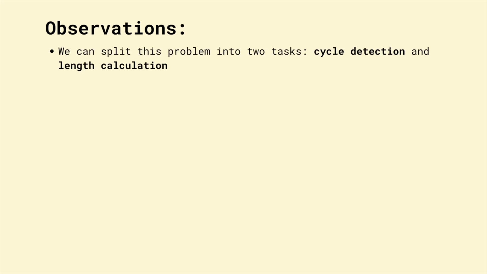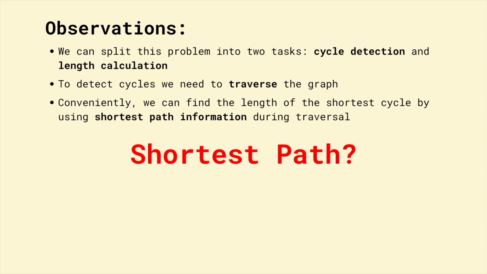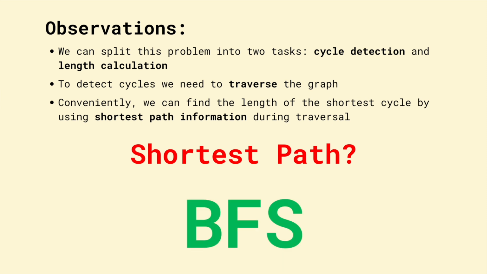Next, let's get into some observations that will help us solve this problem. We have 2 tasks, detecting a cycle and calculating the length of it. To detect cycles, we need to traverse this graph. Conveniently, to find the length of the shortest cycle, we can use information regarding shortest path during the same traversal. This problem ends up being a shortest path problem and the edges are unweighted, so that should lead to the conclusion of using BFS.